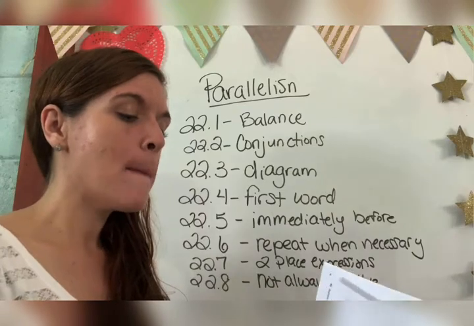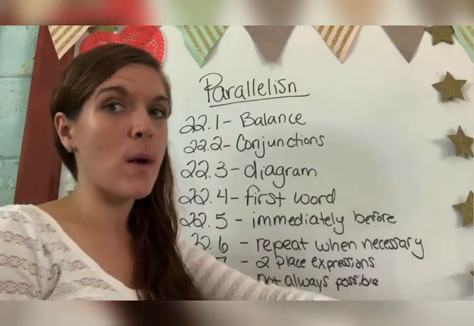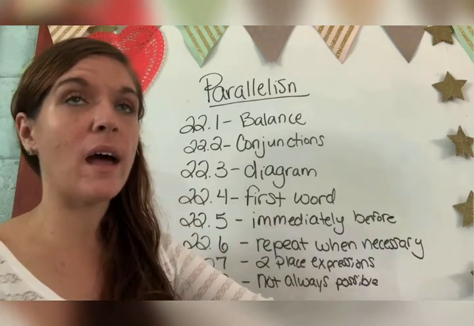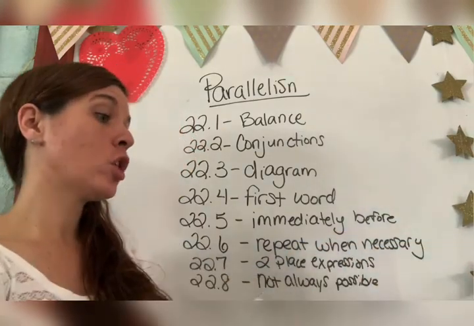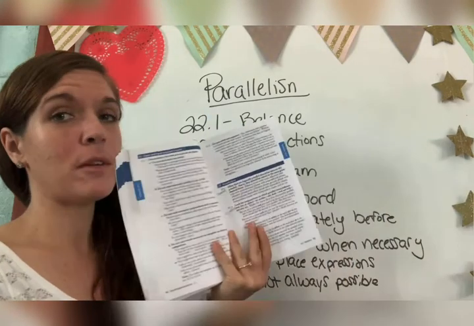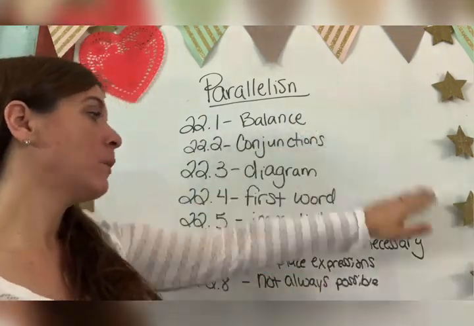Sentences should be parallel. That means you need to be consistent throughout a sentence, not just changing the way that you speak, the tone that you speak, the part of speech that you're using when you're bringing together certain clauses and phrases, okay? But the book does a very good job describing what parallelism is. We're gonna go through all 8 points right now.